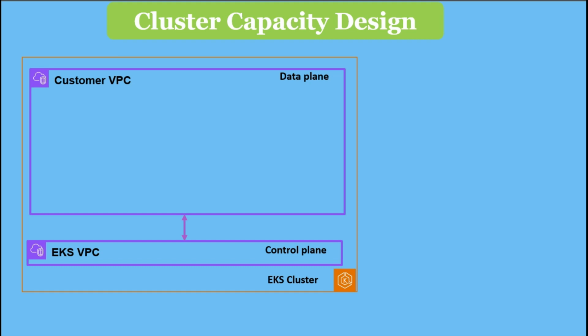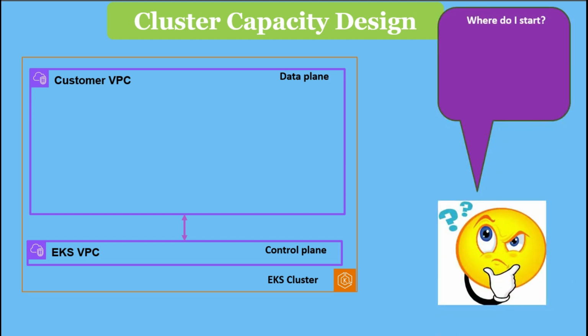Let us say we have deployed one EKS cluster in the cloud with control plane and the data plane. Control plane is created in AWS managed VPC and AWS managed account. The data plane is deployed in customer VPC in the customer managed account. Both the data plane and the control plane are connected via cross-account ENIs, Elastic Network Interfaces. Now, where do we start from here?